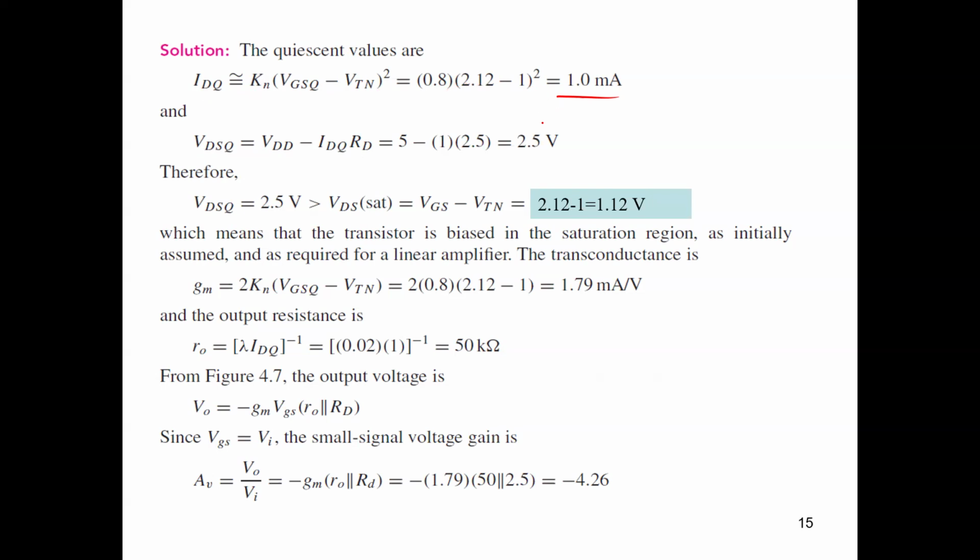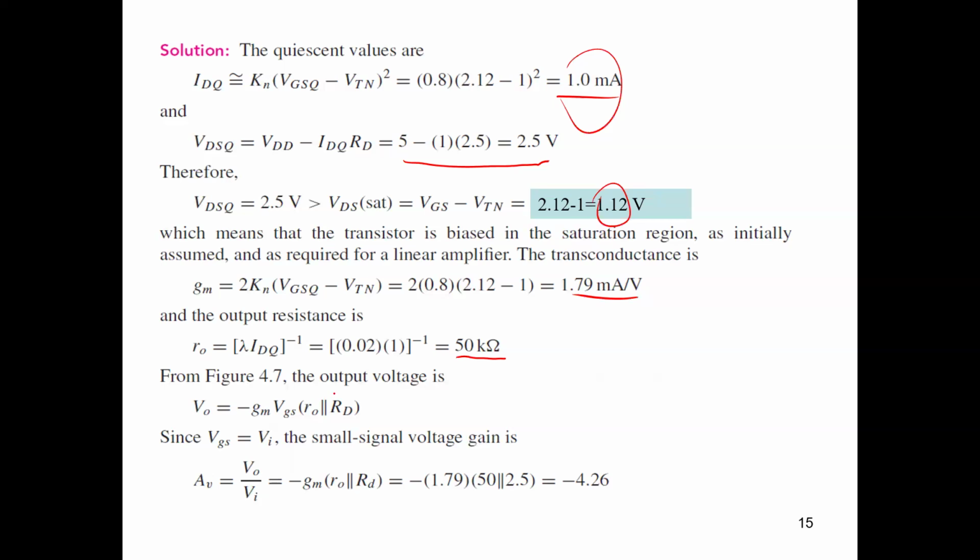VDS from the DC analysis equals VDD minus IDQ RD. So substitute in the relation and get the value of VDSQ. Now we have VDSQ and IDQ, so we are ready to start the AC analysis. Start with gm, which is 2Kn times VGSQ minus VTN. So this is the value of gm. R out is the inverse of lambda IDQ, so 0.02 times IDQ to the power minus 1, so it's 50 kilo ohm.